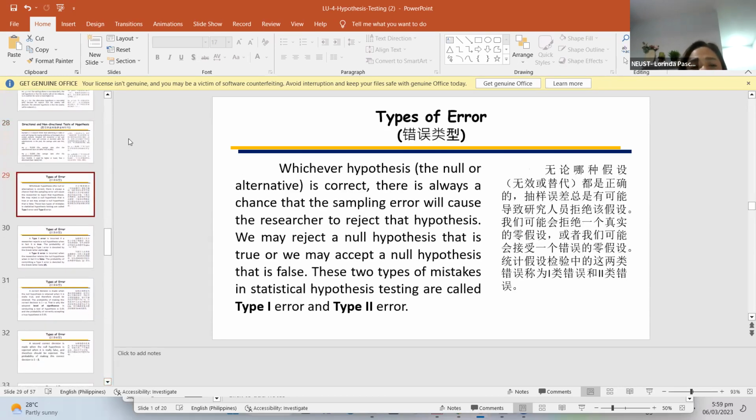So, merong error kasi tayo pag nagdi-decide, minsan we are committing error kasi syempre tao lang tayo, di ba? Tao lang po ako, nagkakamali po ako. So, merong error when decision making with respect to the hypothesis of whether to reject or to accept this hypothesis. Whichever hypothesis, either the null or alternative is correct, there is always a chance that the sampling error will cause the researcher to reject that hypothesis. Di ba sinabi ko sa inyo kanina na the basis of the hypothesis and the decision to reject or to retain the null hypothesis kasi the data will come from the sample.